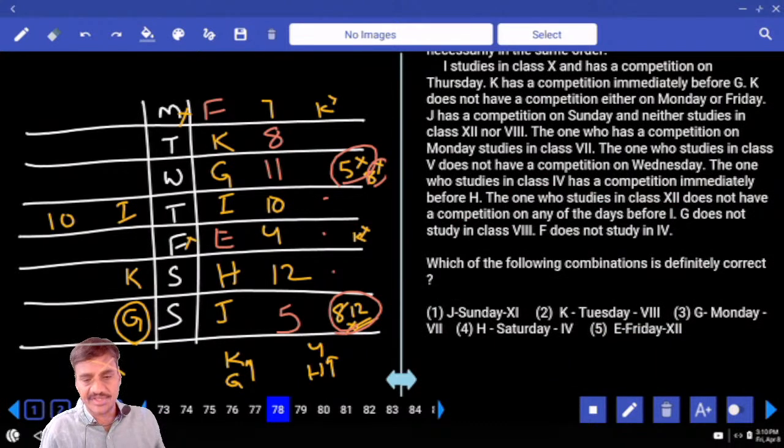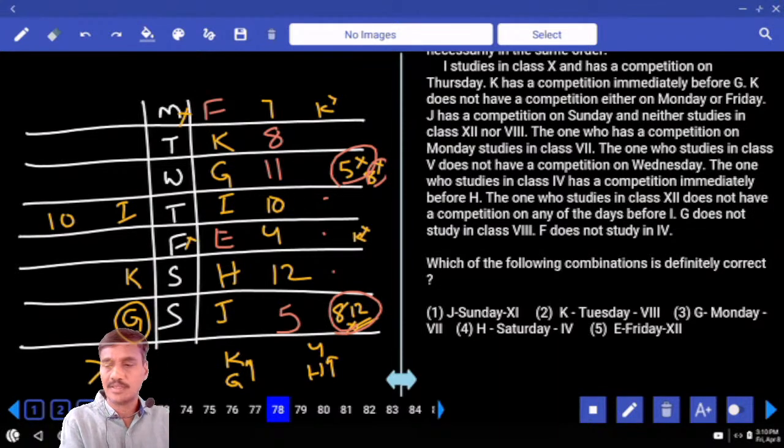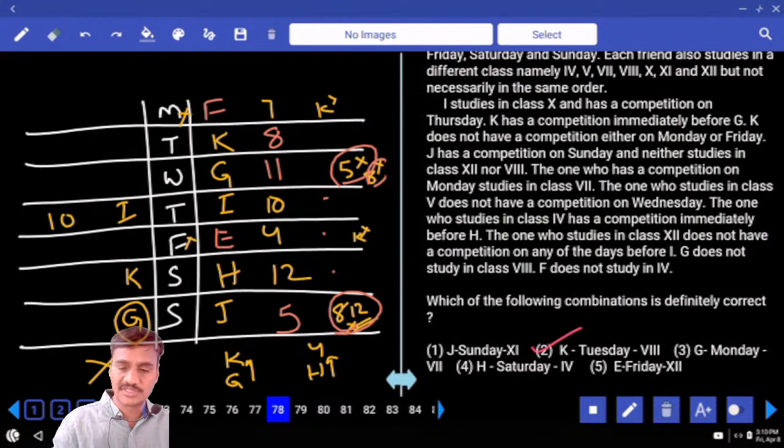Now J Sunday, that is on 12th, they said. Is J Sunday 12th correct? J Sunday, that is ruled out. J Sunday is correct but not 12th. K Tuesday 8th, that is definitely choice 2, question number 78.